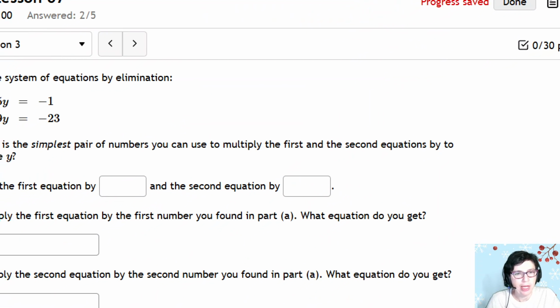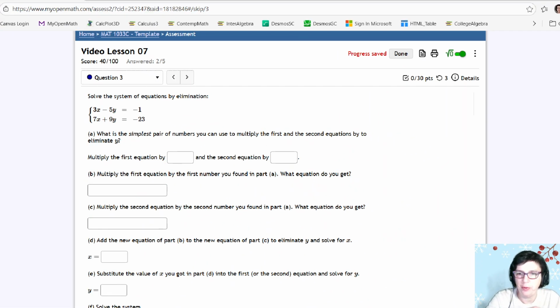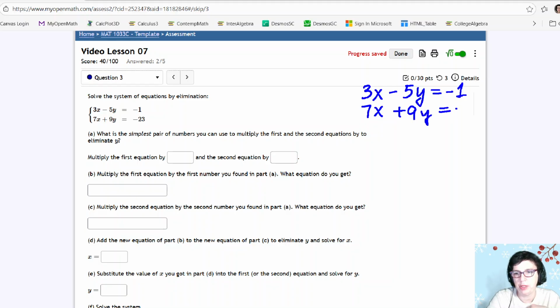Doesn't matter. Okay, so let's take a look at what we have. So we've got 3x minus 5y equals negative 1. And then we have 7x plus 9y equals negative 23. All right. So if you're asking yourself, to eliminate y, what can I multiply 9 by so that it cancels with negative 5? Now, you could actually come up with a fraction answer. That would actually be 5 over 9. You could do that, but then you're going to get lots of fractions, and I'm not so sure that that's going to be fun, okay?